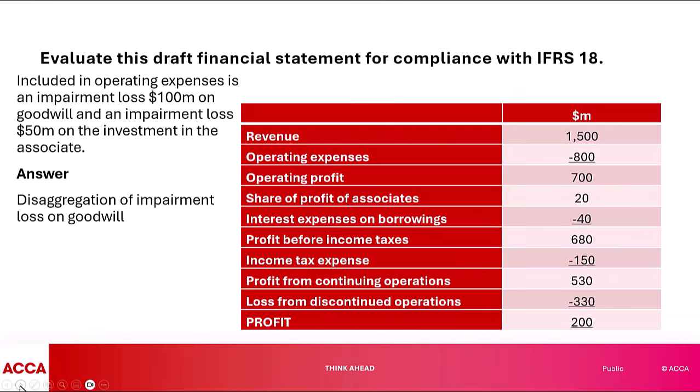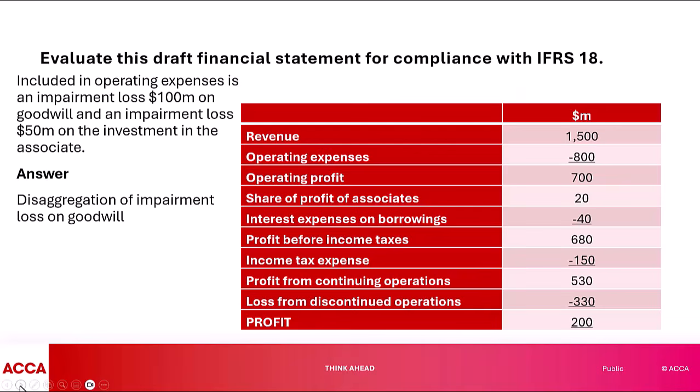Investment. The underlying asset here is an investment. So that 50 impairment loss shouldn't be in operating expenses at all. Other operating expenses now should be 650. And in fact, the share of the associate's profit of 20, there needs to be another line there where you're saying, yeah, impairment loss on the investment in the associate 50.